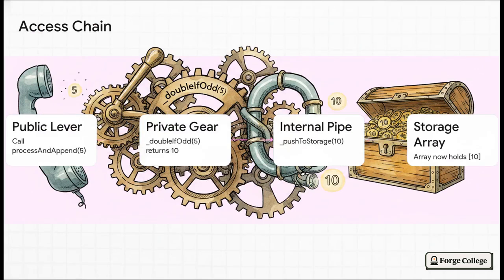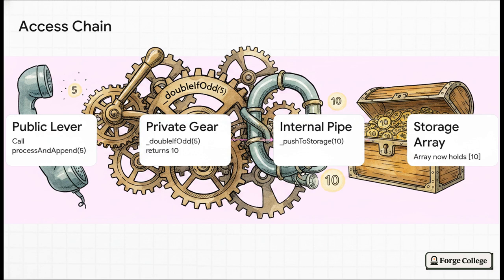Watch this beautiful chain reaction that perfectly combines all our access levels into one smooth flow. An outside call triggers a public function, say process and append, with the number 5. This public lever turns a tightly sealed private calculation gear called double if odd. Since 5 is odd, the private gear does some hidden math and doubles it to 10. Then it smoothly feeds that 10 right into our internal storage mutator, push to storage. The array now permanently holds 10.